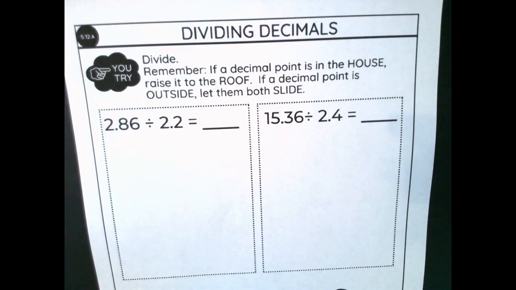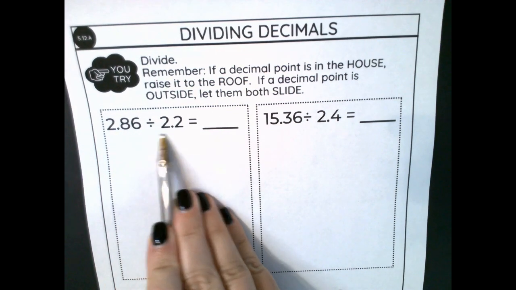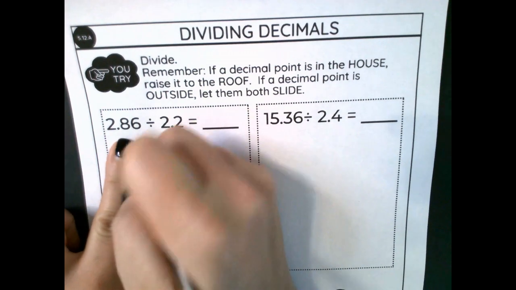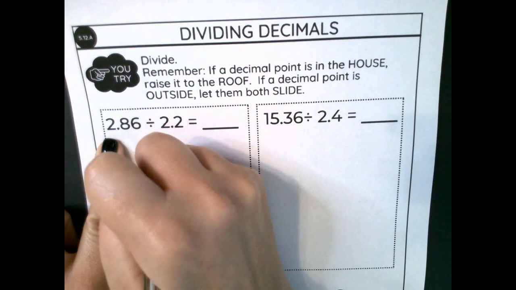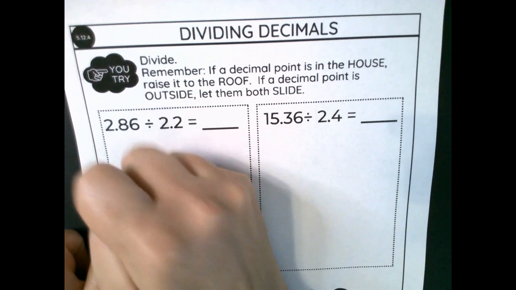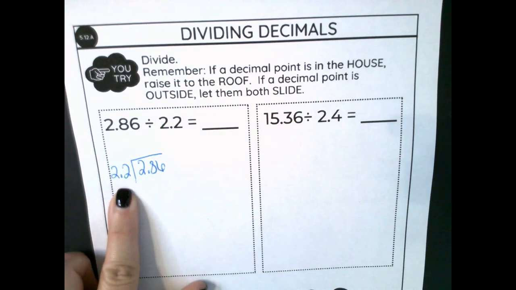Okay, welcome back. So we have 2 and 86 hundredths divided by 2 and 2 tenths. So 2 and 86 hundredths is our dividend, so that goes on the inside. And then 2 and 2 tenths is our divisor, so that goes on the outside.